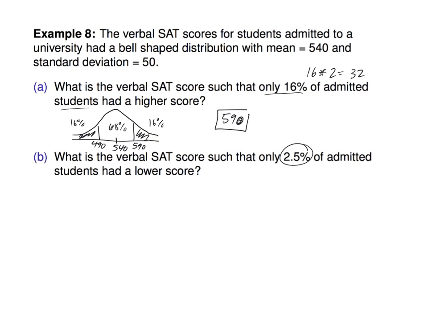2.5%, twice that makes 5%, so that's how many standard deviations away. The 3 would actually be 99.7, so 0.3 divided by 2. So one standard deviation away put us at 590 and 490. One more puts us at 640 and 440. So what's the score so that only 2.5% of people were below you? 440.